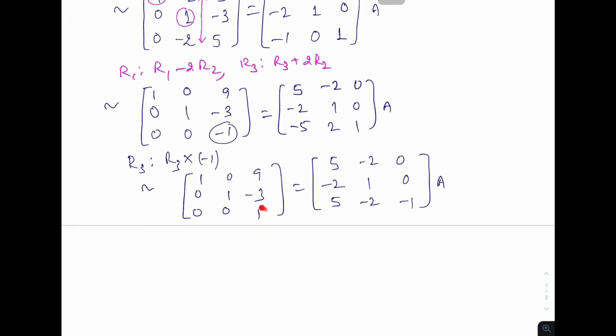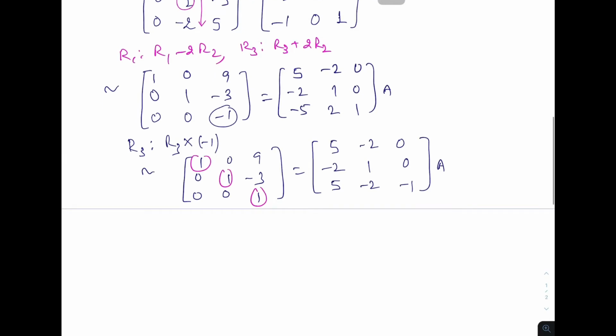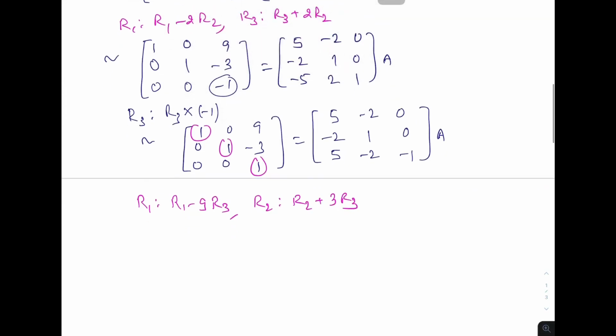Now by using this 1, we have to make these two entries to be 0. So let us do that part. So applying in R1 minus 9 R3, and R2 plus 3 R3. Okay, so this is equal to now 1, because these two are 0, so this will not change. So 1 0, but this is now minus 9 plus 9, so that is 0.